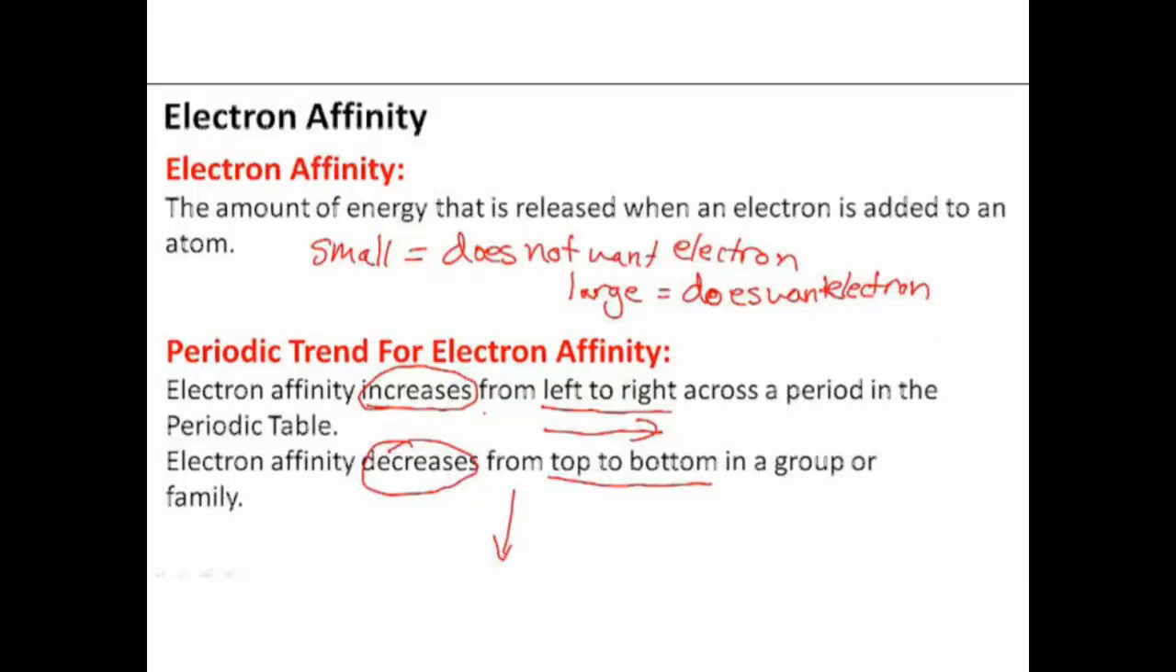So let's look at electron affinity. Electron affinity is the energy that is released when an electron is added, or it is also the ability to accept an electron. Now, down the group, it will decrease, while across the period, it will increase.